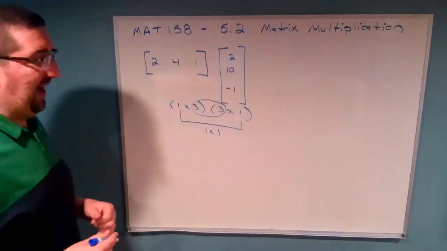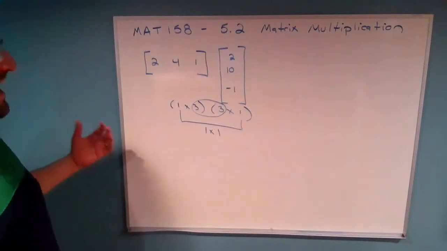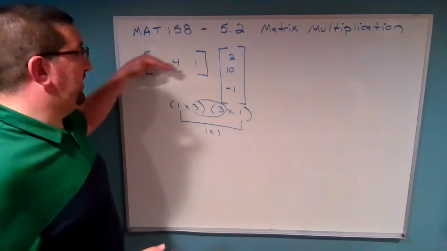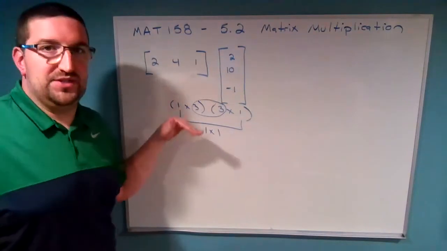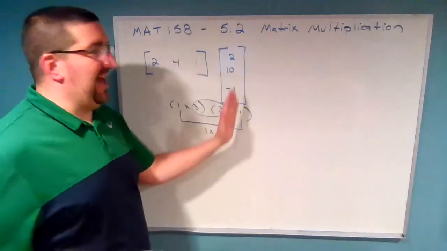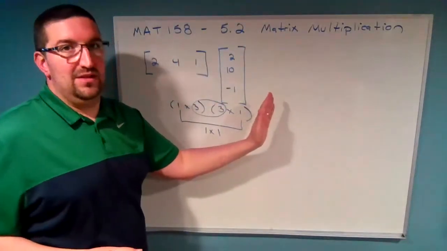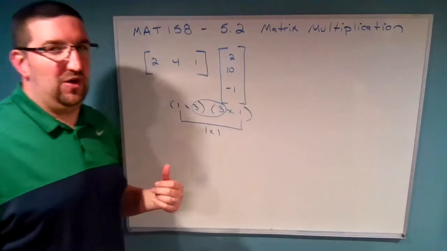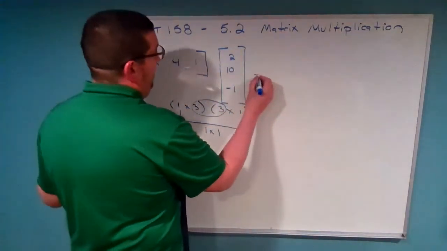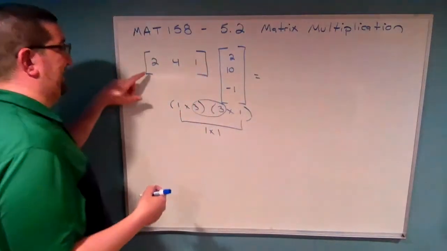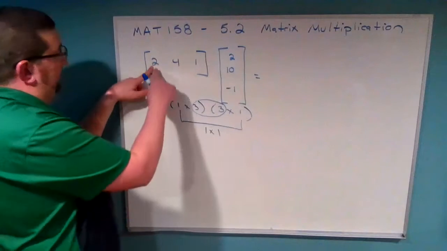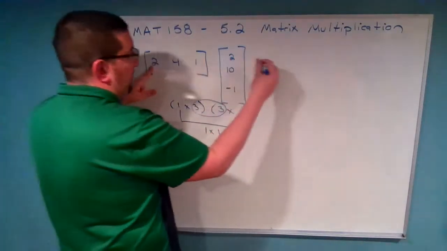So let's go through the process of this. What you have to do is you are taking every row of the first matrix and multiplying it by every column. Let's go with the flow of it. Doing an example is going to help you better understand what I'm talking about. All right, so we go piece by piece. So the first row, first column. So we do 2 times 2.